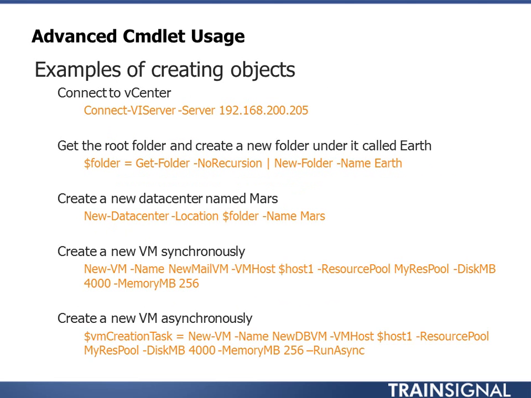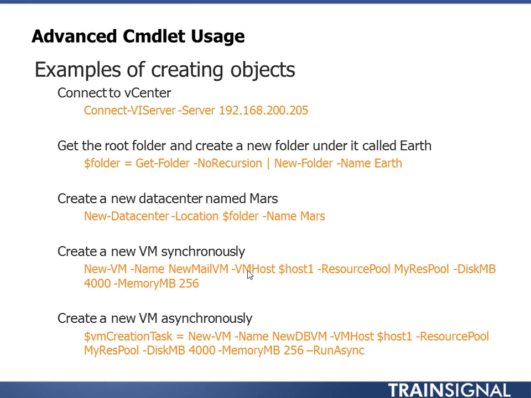You can create objects, connect to vCenter, and then get the root folder, and then create a folder under it called earth. So $folder equals Get-Folder -NoRecursion, so it'll get the top folder, and then create a new one called earth. You can create new data centers, again, location and the name. You can create new VMs synchronously.